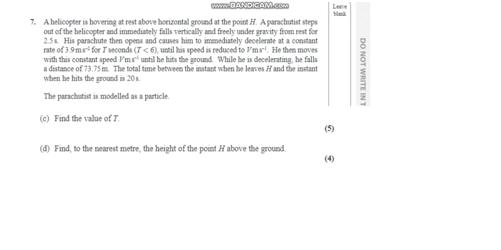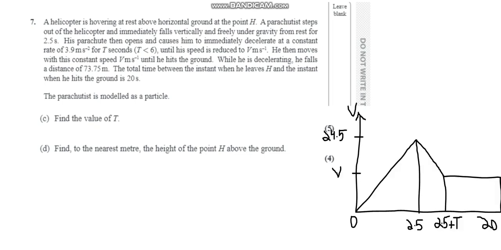We have to find the C and the D part in this question. To find the C part, which is find the value of t, we have to go back and look at the diagram we drew on the second part, the B part. There you go guys, this was our graph we previously drew in the B part.